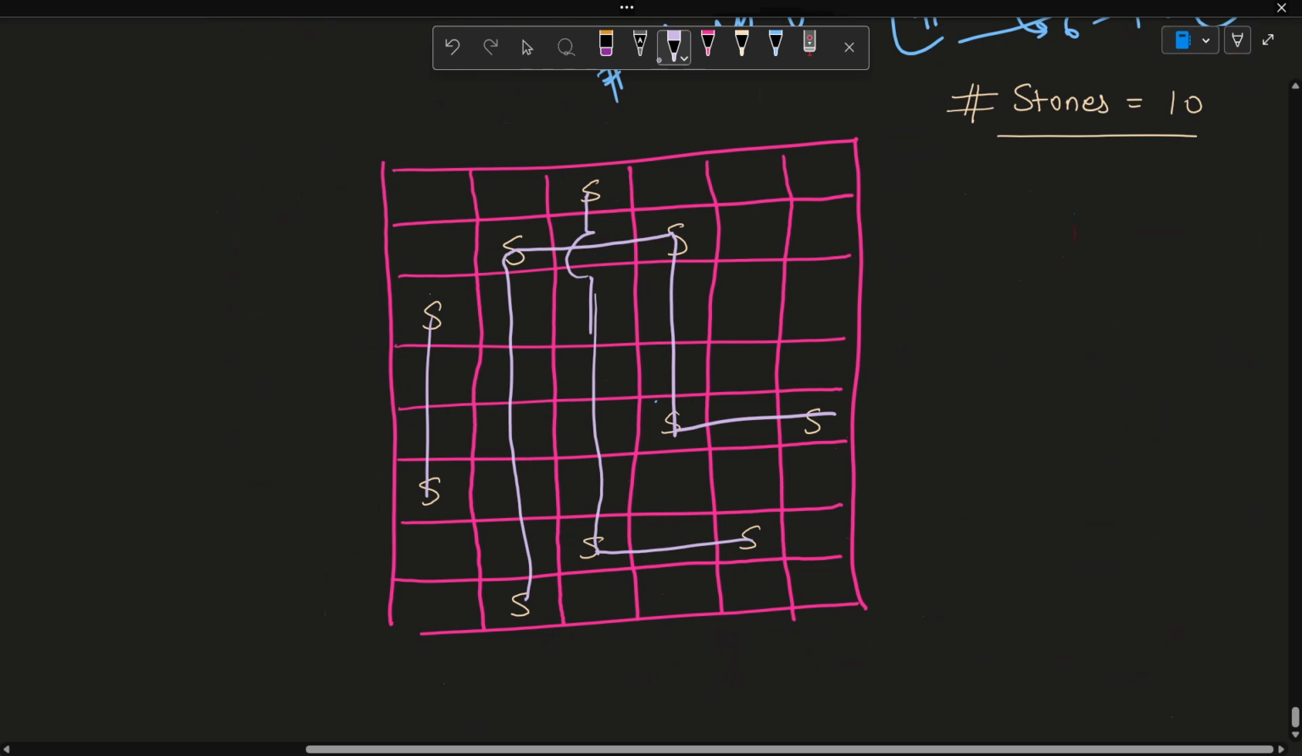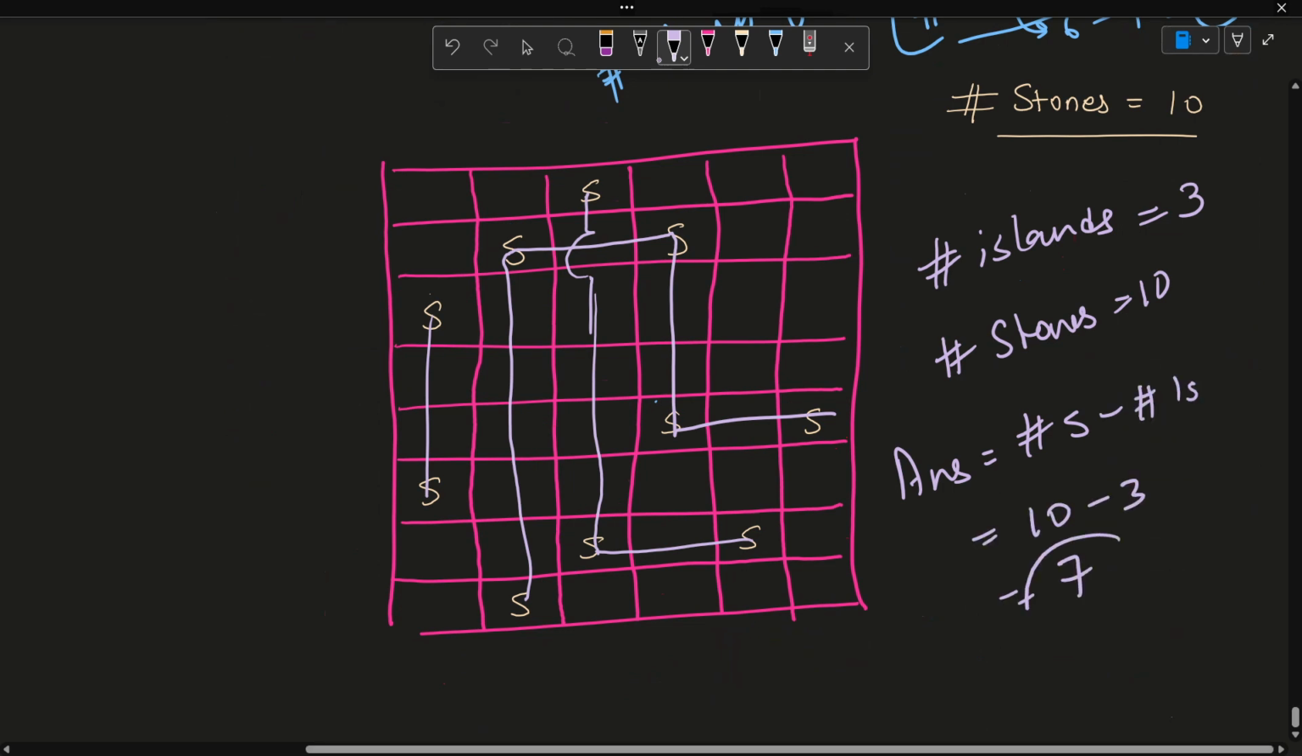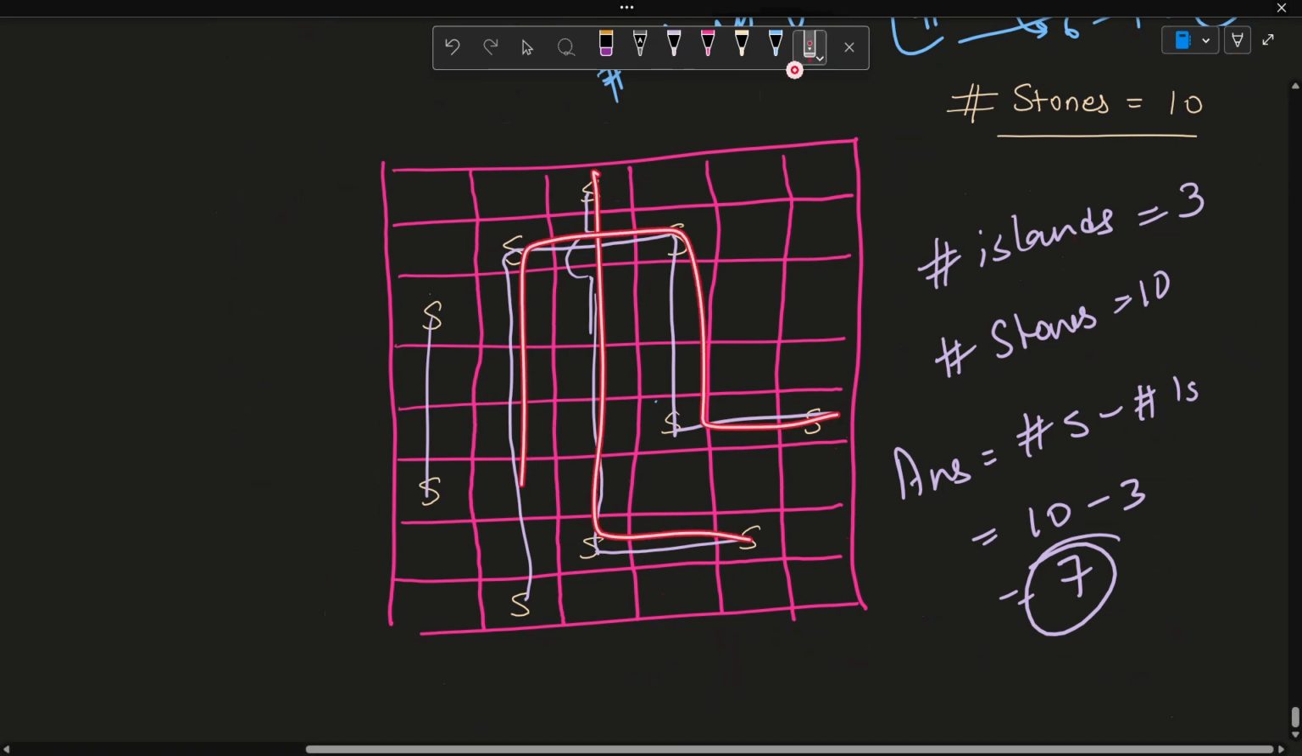So the number of islands is what? The number of islands is equal to 3. The number of stones written above is 10. The answer is number of stones minus islands, which is 10 minus 3, 7, and 7 is our answer. So now we understand this is a graph problem. Basically we need to identify the number of islands, and we can easily do that with a depth first search. Now let's look at the code.